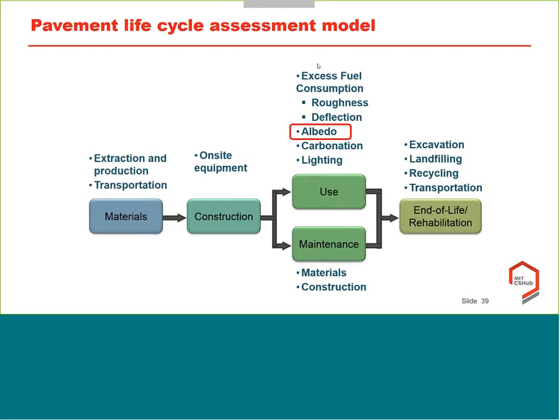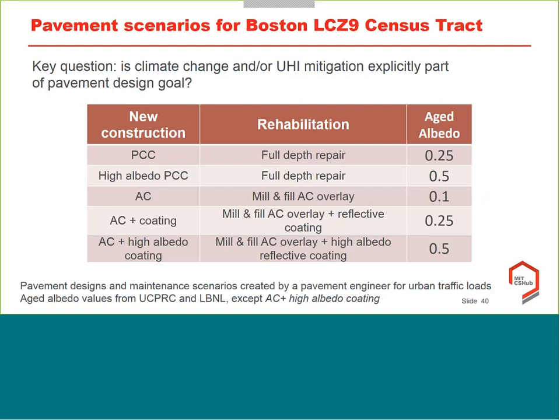So obviously what we've been talking about here, what we can do with that radiative forcing and building energy demand analysis, we can combine those together to use in here in that global warming potential and then compare it with these other instances. So we just started doing some of this work, and one of the key things about these pavement scenarios, you have to ask a question about what's the goal of the analysis? In particular, is climate change or urban heat island mitigation explicitly part of the pavement design goal?